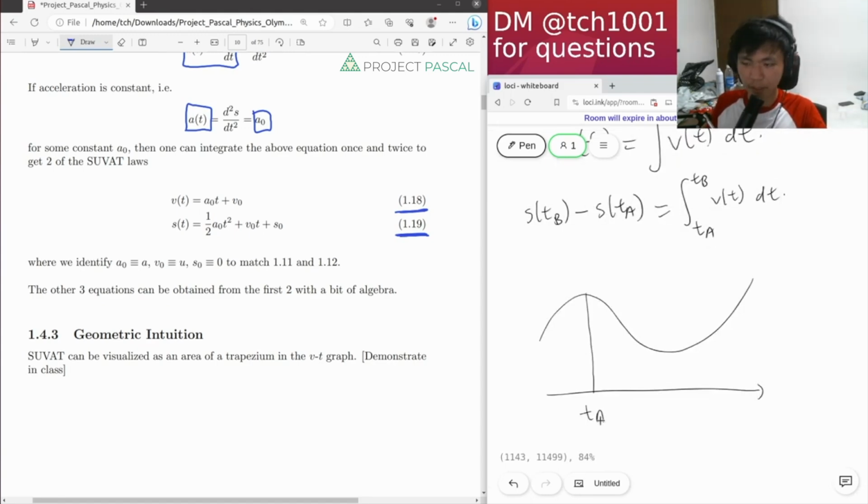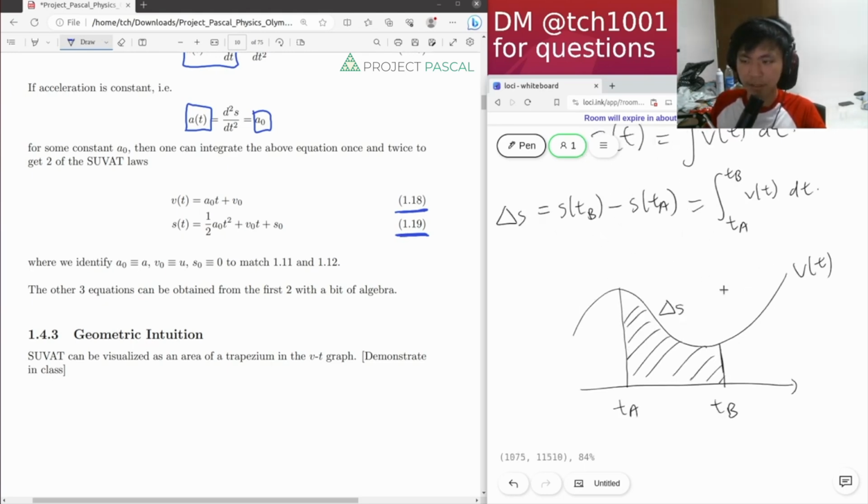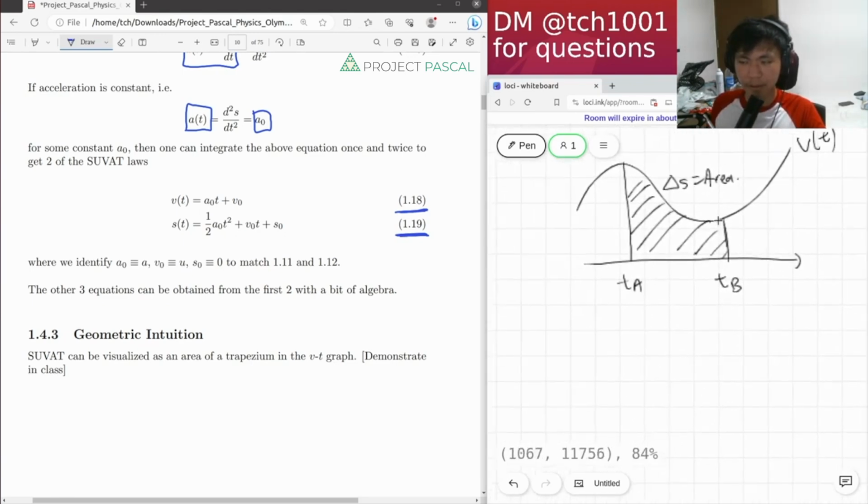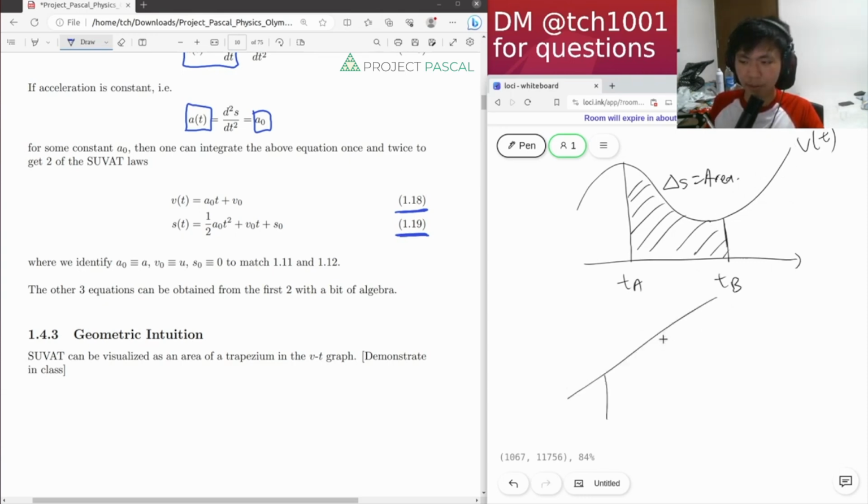Now what does this look like? Geometrically, if I have 2 times Ta and Tb, and this is the velocity time graph, the change in displacement delta s, which is the left hand side over here, is simply the area under the graph. Now for the case of Suvat equations, we are concerned with constant acceleration motion, which means that the velocity time graph is linear, which means that it's straight. So our graph looks something like that.